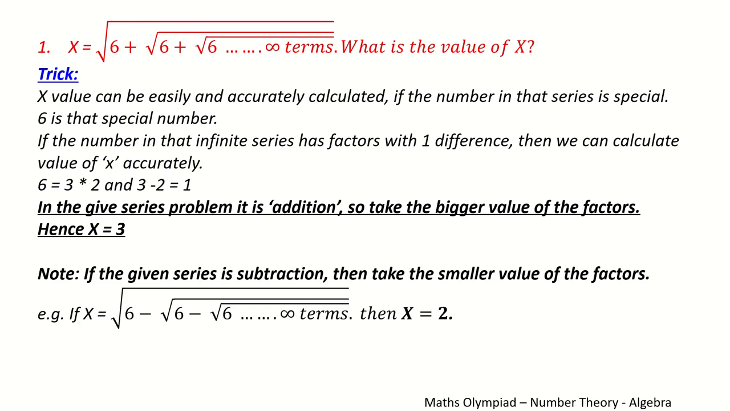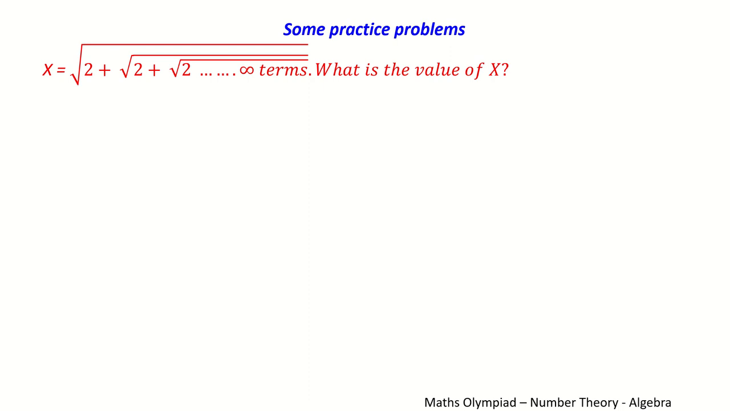This is the trick. But if the same series has negative values, 6 minus square root of 6 minus square root of 6 minus square root of 6, infinite terms, the trick is the same, and the answer you should take is the smaller value, which is 2 in this case. So this is the trick we should use. Let's practice some infinite series questions with this trick.